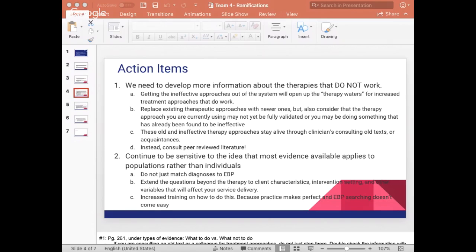So instead, really relying on the most recent peer-reviewed literature is something that we need to start doing more often. And then also, some people who are stuck in their ways or who really rely on old textbooks or information from colleagues, maybe due to financial reasons or what have you, maybe just not stopping there and double checking that information. So if you have a treatment approach that's a little bit older, maybe just go back through ASHA and see if anything more up to date has been produced.